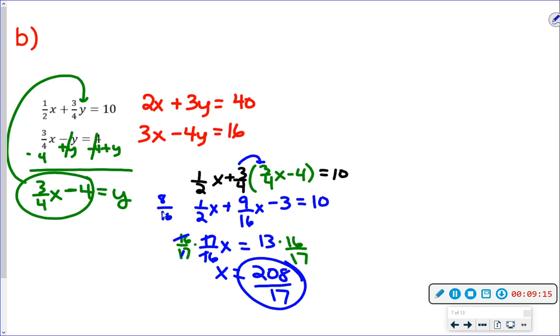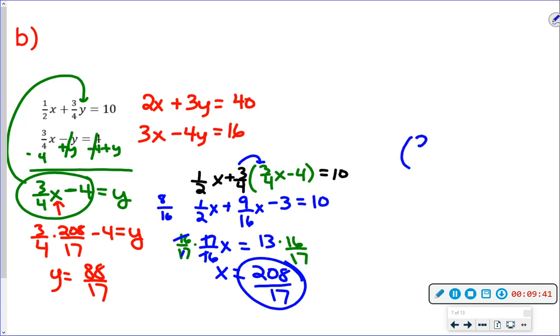Now I'm going to back substitute that in and figure out y. Now I'm going to put it in this equation, this green one that I isolated y for. I'm going to replace x with 208 over 17. Okay. Transparency, I did type that in my calculator, what's written in red. I didn't want to go through and do all the fraction work. I let my calculator do the work for me, 88 over 17. Okay, so my final answer, I'm just going to write it out ordered pair style so it looks nice.